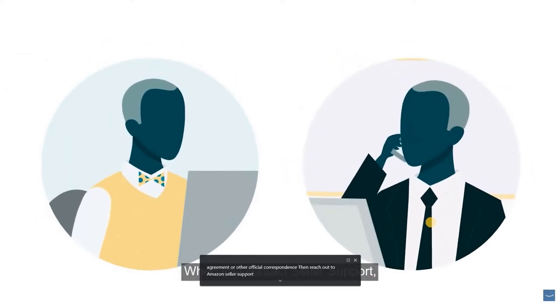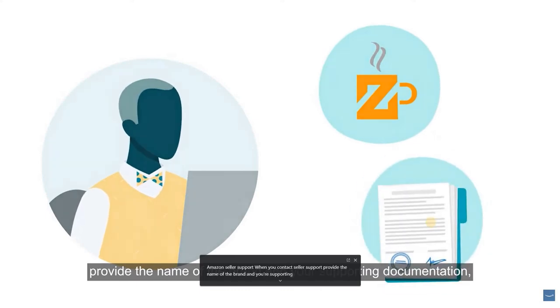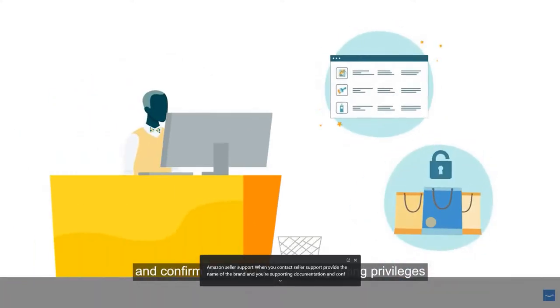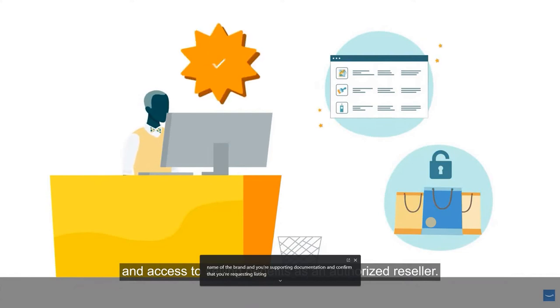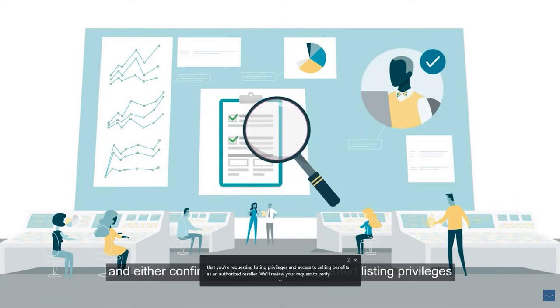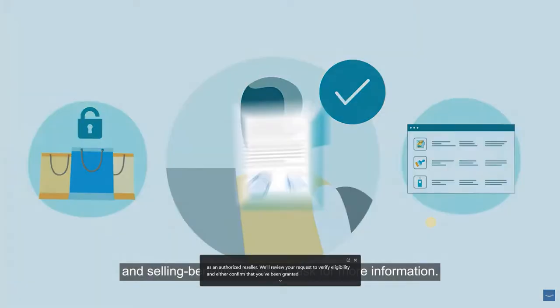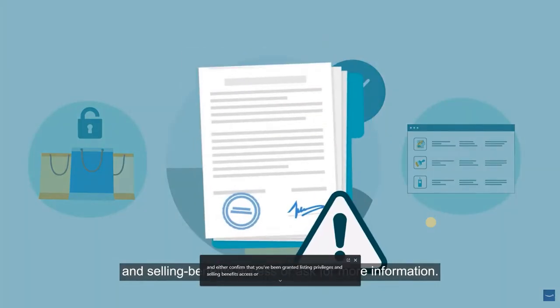When you contact Seller Support, provide the name of the brand and your supporting documentation, and confirm that you're requesting listing privileges and access to selling benefits as an authorized reseller. We'll review your request to verify eligibility and either confirm that you've been granted listing privileges and selling benefits access or ask for more information.